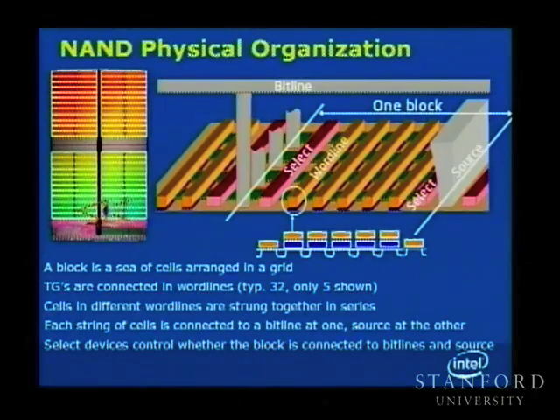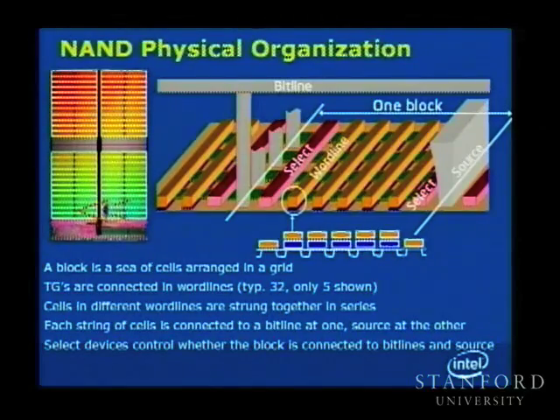So the key thing here is we're going to select a word line, and that's going to be the equivalent of writing a page. A typical NAND organization has, on one word line, anywhere from two to four kilobyte pages, two or four depending upon whether it's MLC or single level cell. And then there are typically 32 word lines, so you have 64 to 128 4K pages per unit block.